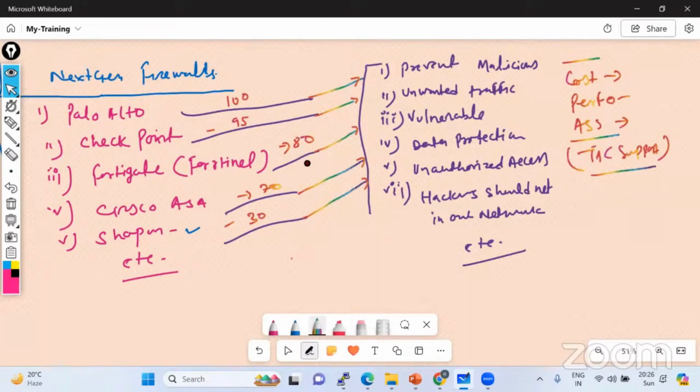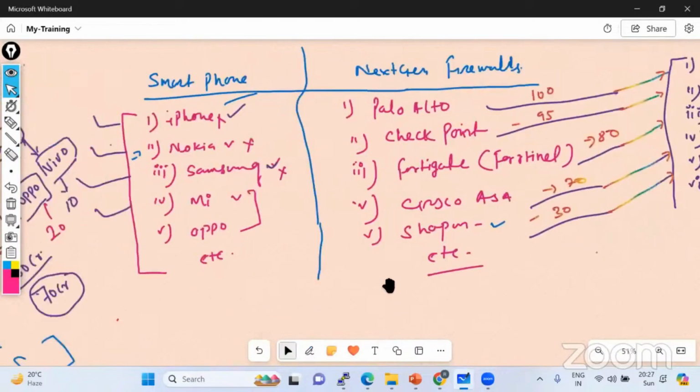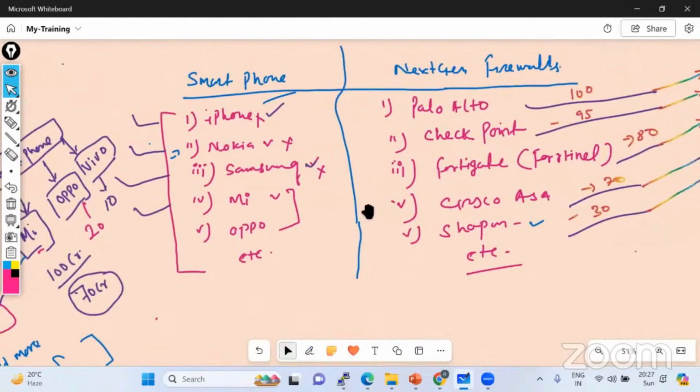So suppose Palo Alto is the higher cost. But what features does Palo Alto have which are not available with other vendors? It has a slightly high cost, but at the same time it might be offering more robust features with more robust hardware. Likewise, Apple. Apple is costly, but the hardware, the performance, the iOS, that is superb.